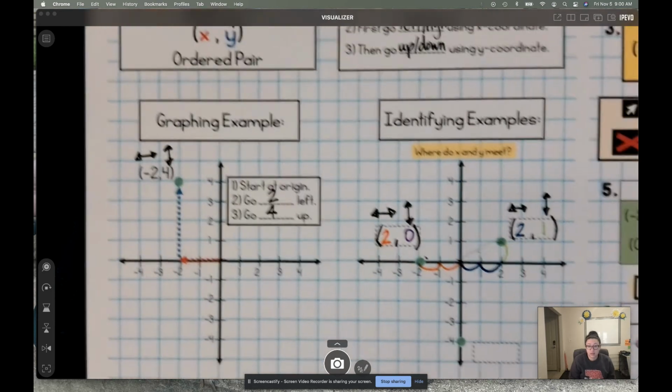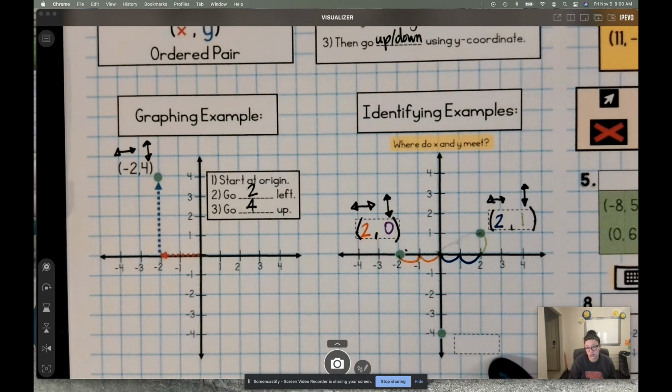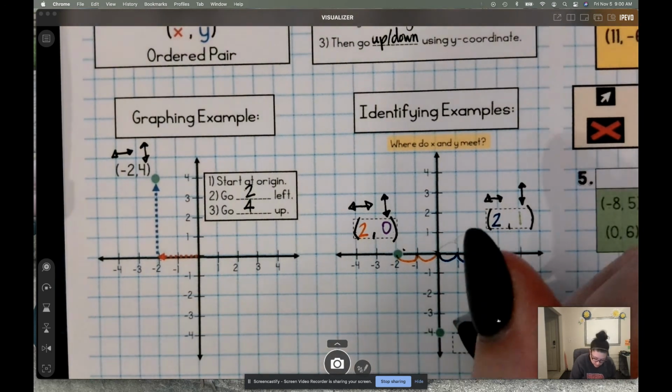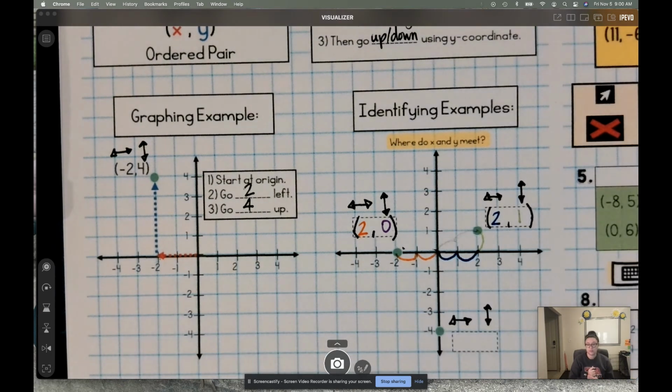Now, I want you to pause the video and see if you can do this bottom one on your own. See how far left or right you go, then how far up or down you go. Pause the video, try it on your own.